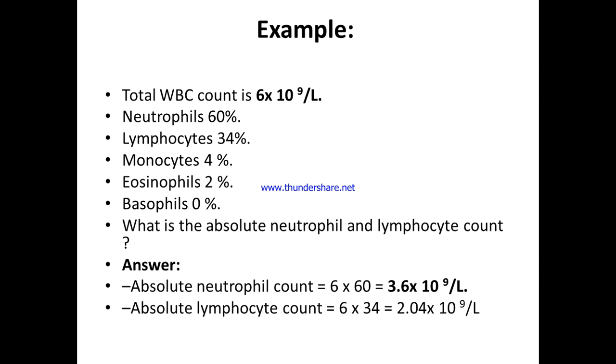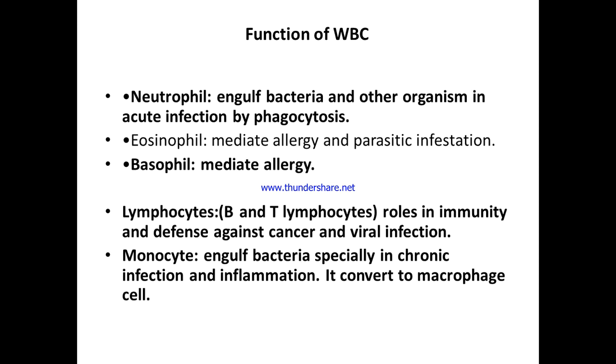While the lymphocyte we can calculate easily by multiplying the 34 by 6. It will result in 2.04, or 2,040 cells per deciliter, or 2.04 multiplied by 10 to the power of 9 per liter.